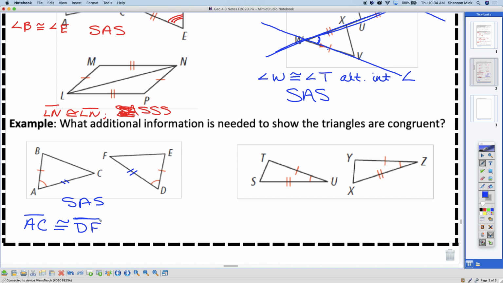Okay, what about this one? Actually, it's just side, angle, side. I already see you're congruent. Do I need any other information? No other information is needed, is it? No. And so it is what? Side, angle, side.